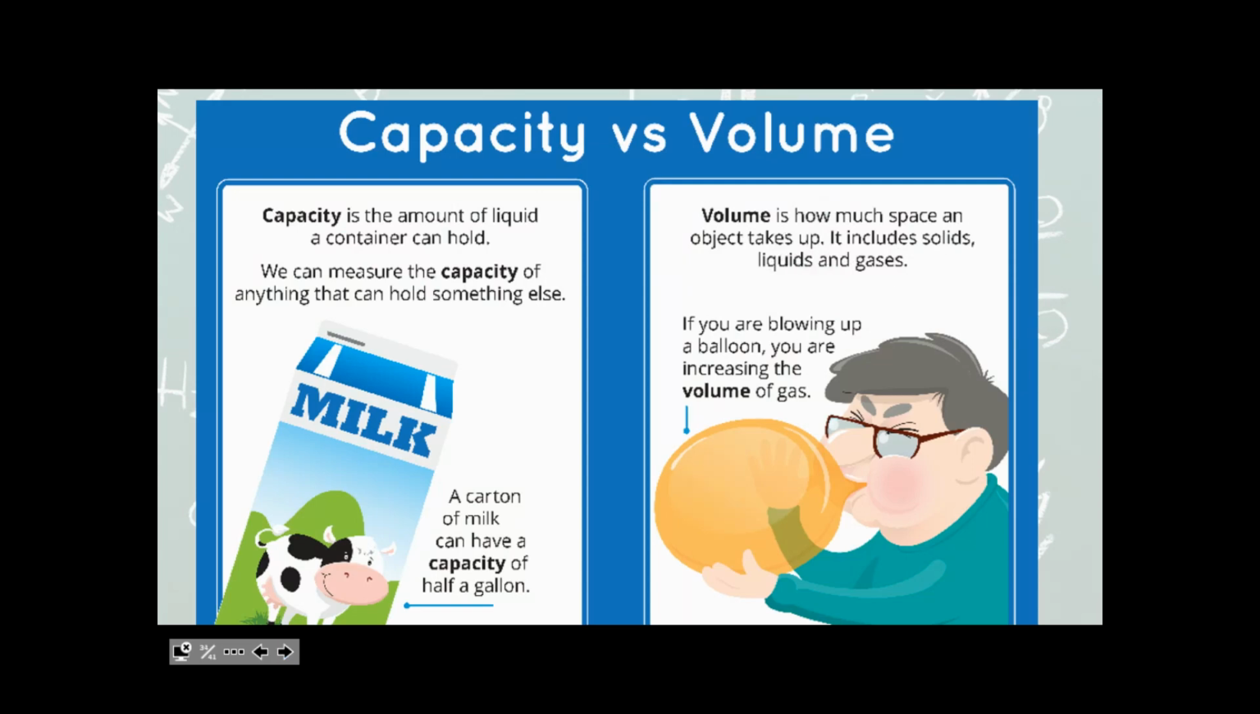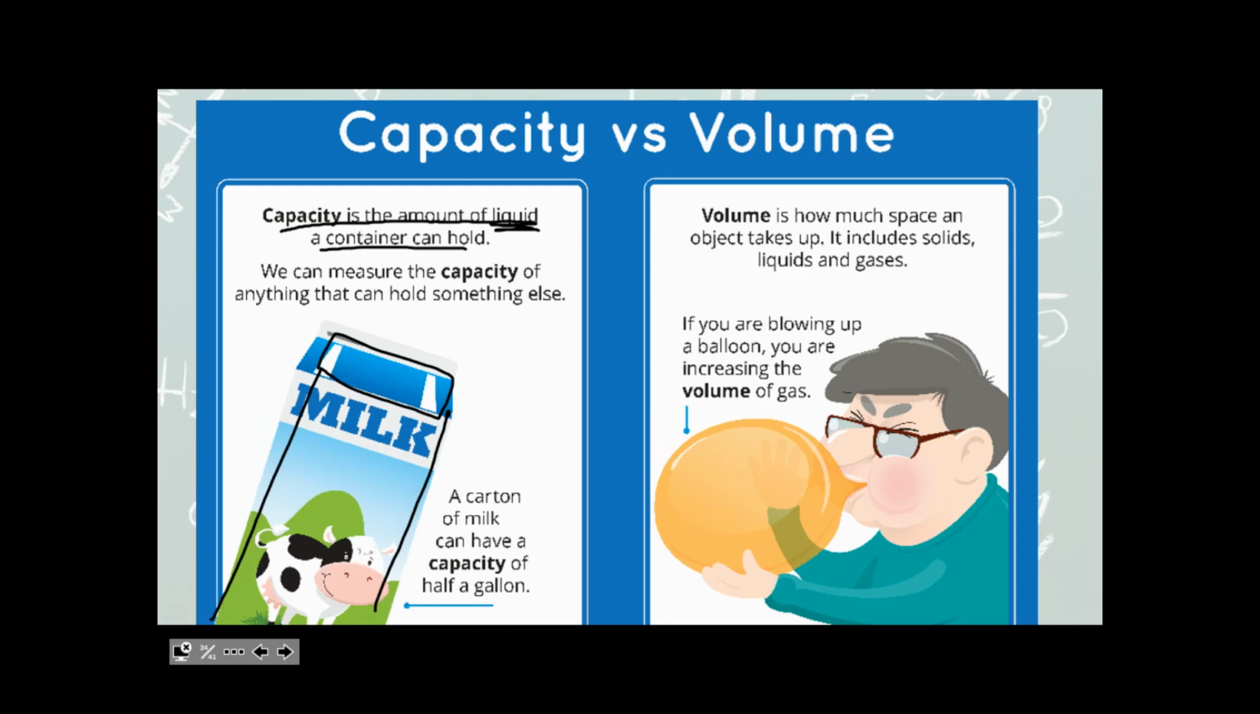And so that conversion factor is required for us to make a conversion between volume measurement and looking at capacity. So what is exactly the difference between capacity and volume? So capacity is the amount of liquid a container can hold. And so we can measure capacity of anything to hold something else. So for example, the capacity of maybe this milk carton here is about half a gallon, which would be about 2 liters.